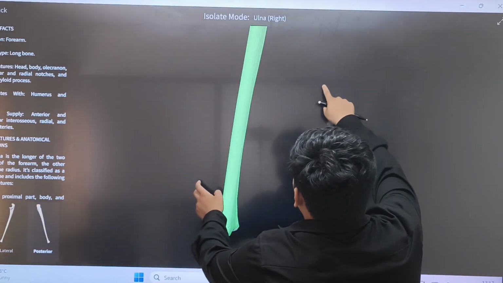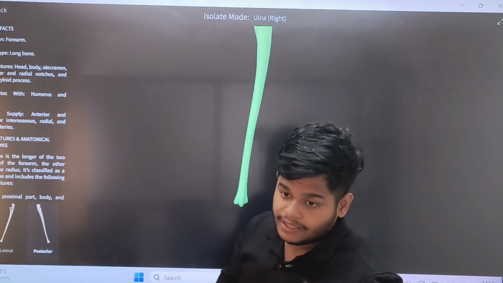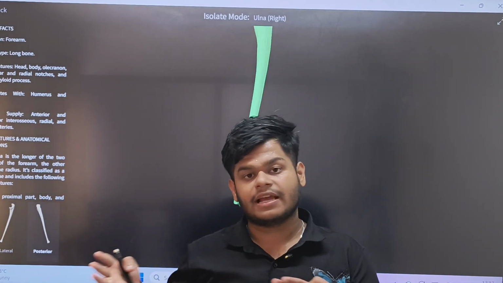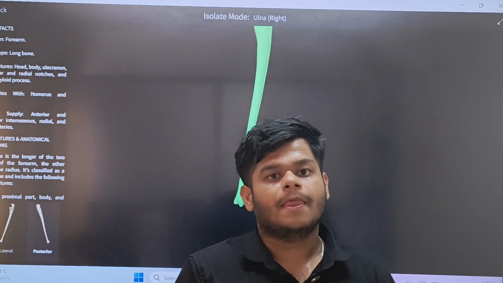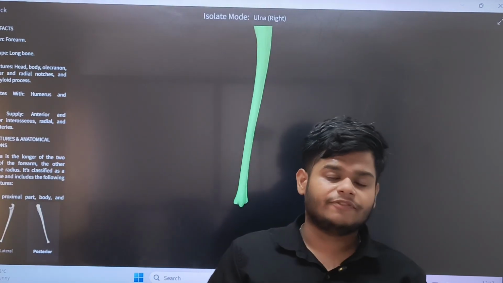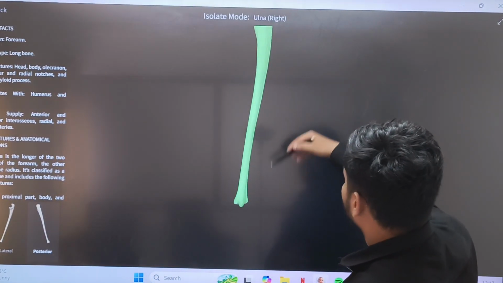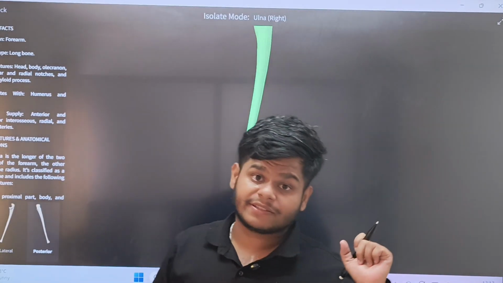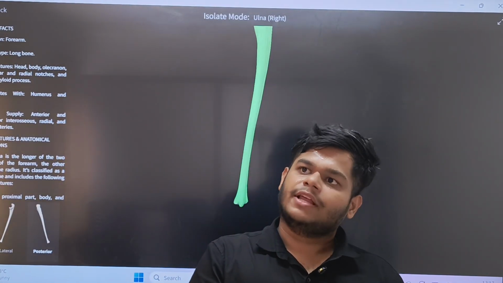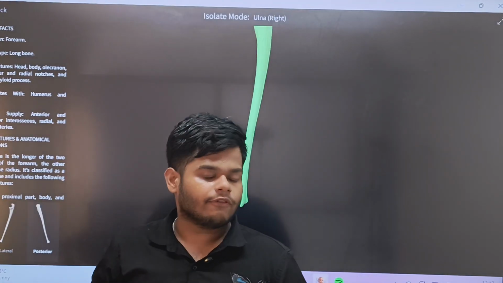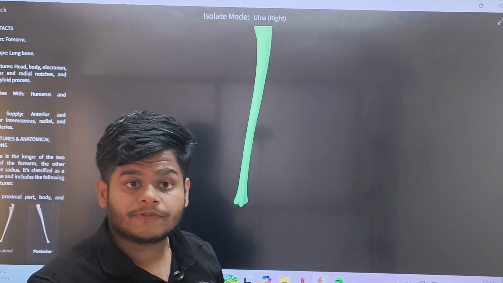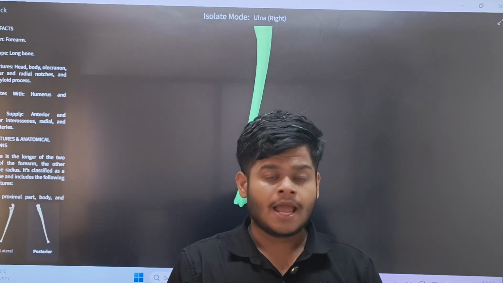Now we have finished the ulna. Attachments we will see in the further lecture, also the radius attachments and the ulnar attachments. Now let us talk about the ossification of this bone. Usually the shaft ossifies with the help of a primary center, which develops during the 8th week of uterine life, and the lower and the upper ends both develop from secondary centers.